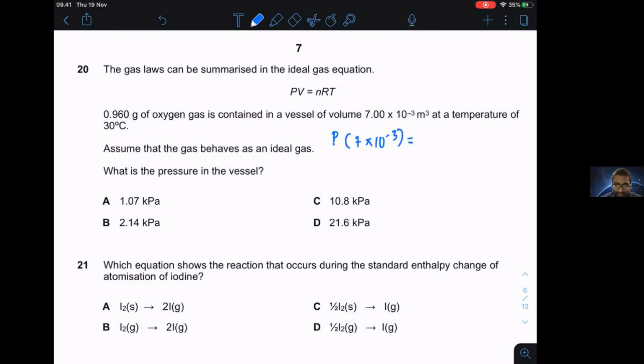Number of moles. Okay, so this is oxygen gas, 0.96. Oxygen is going to be 16 and 16, so 32. R is 8.31. Temperature must be in Kelvin, 30 plus 273, so it's going to be 303. So use this formula, find the pressure. Okay, so quickly I'll just calculate.